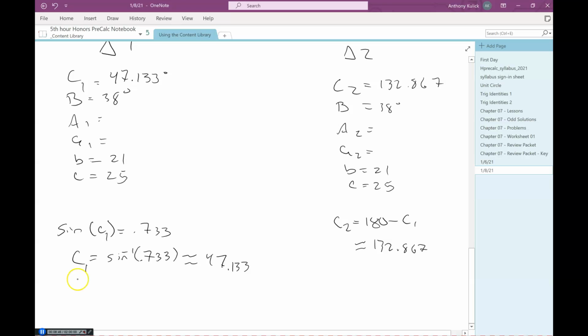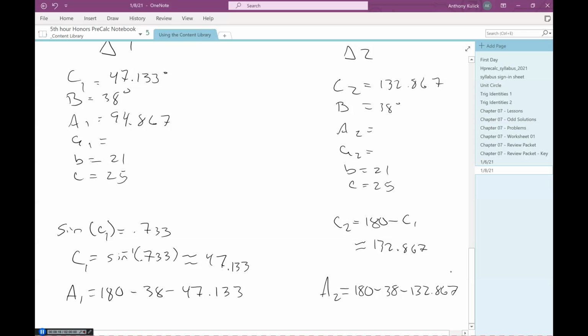So now that I have two of the angles, I can find the third just by doing the triangle sum theorem. So that should be 94.867. And similarly over here, got to remember to use the other angle C though. So that would be 9.133. Good with that?